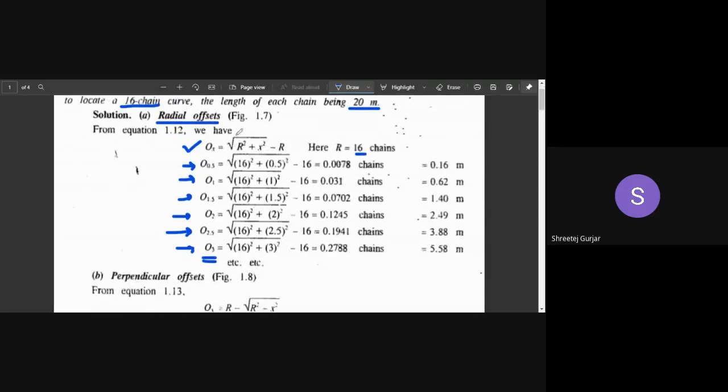We know this formula: square root of r square plus x square minus r. R is 16, so 16 square plus x, which is 0.5 for the first case, 0.5 square, minus 16. The value is 0.0078 chains. It is in chains, so multiply this by 20, because one chain length is 20 meters, to get it in meters. Now for the second one, O1 or offset at 1, it is 16 square plus 1. Whatever is the subscript here, that will be x.